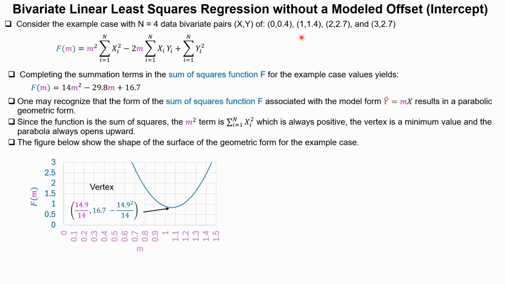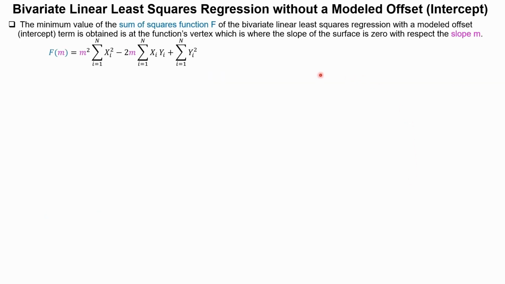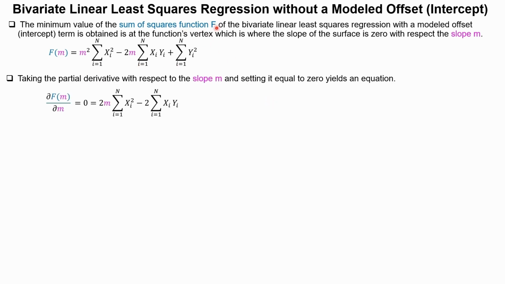The figure below for our example input conditions shows the shape of the geometric form of this parabola, with the sum of squares function being a function of the slope. When we solve this equation at its vertex, we get these values. For this regression model equation form, the sum of squares function f is this. We know that the sum of squares function is always positive.